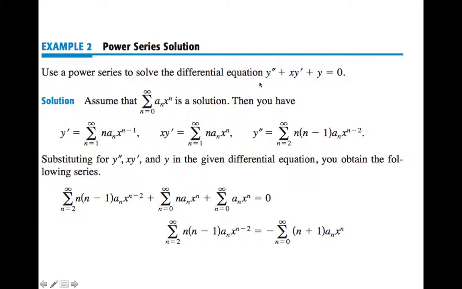So here's another example, y double prime, xy prime, and y. Once again, we assume we have a series solution, and we find y and its derivatives, and then substitute that into the equation. So this bottom part of the page here is y double prime substituted here. This term will be xy prime. This term will be y.